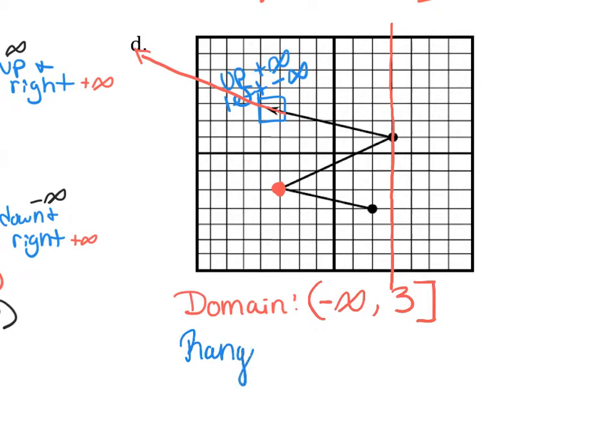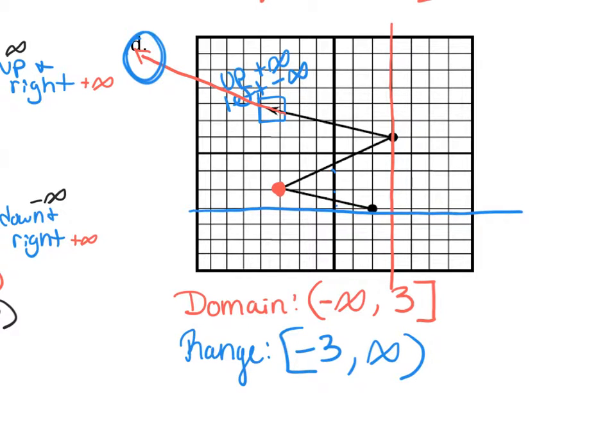And for the range, the lowest our graph goes is down here, this y value of -3. 1, 2, 3, yeah. Y value of -3, and it's a closed dot, so it gets a bracket. But then we have this arrow up here that's going up forever. So the highest this graph will go is a positive infinity. So as we go up, our y values go positive. And infinities always get parentheses.